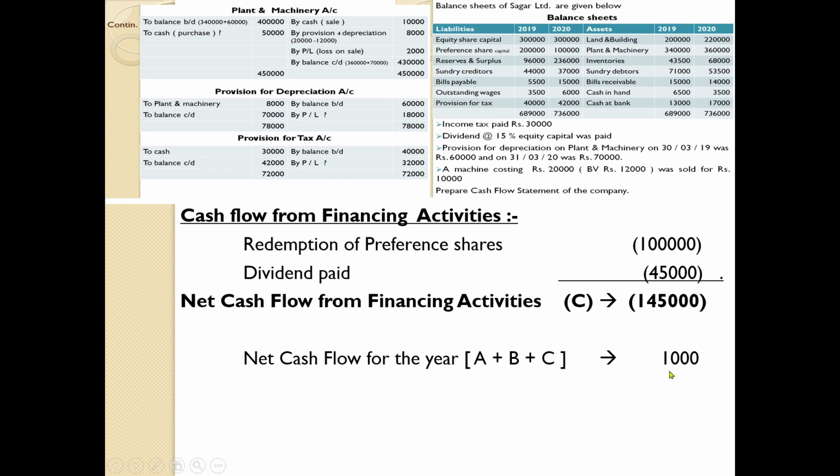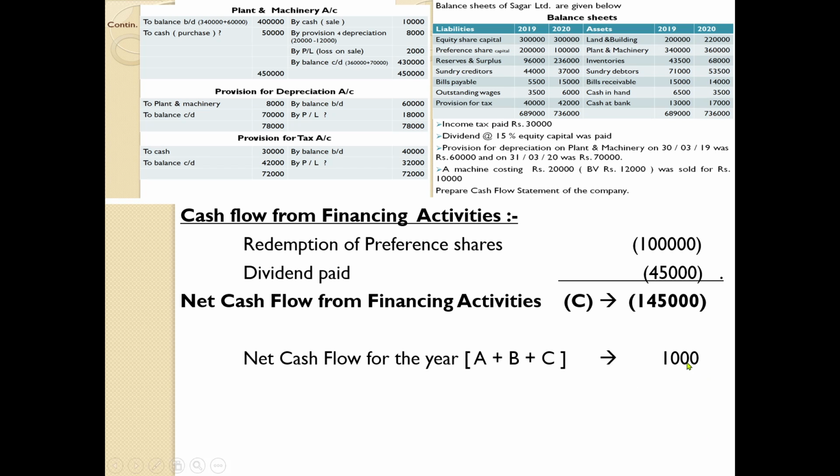You may think that we have added together all these items and got about 1,45,000 in the case of financing and an amount of 1 lakh during investing activity. Why did we get a net amount of 1,000? Because negative amounts and positive amounts have to be adjusted accordingly. So net cash flow during the year is only 1,000.